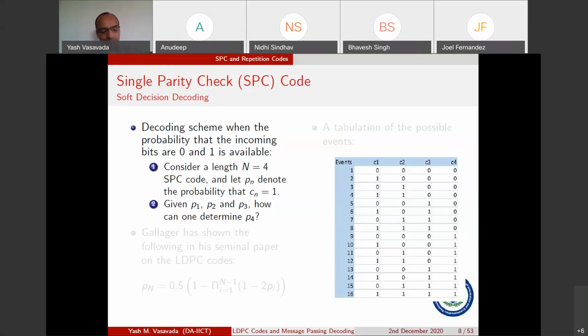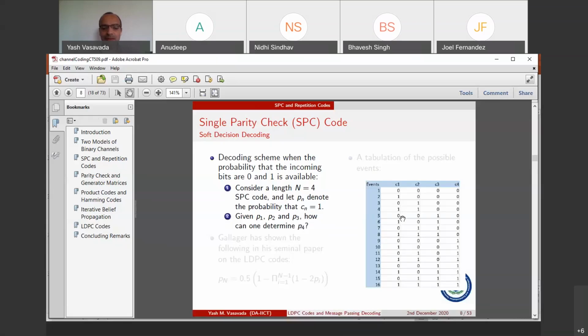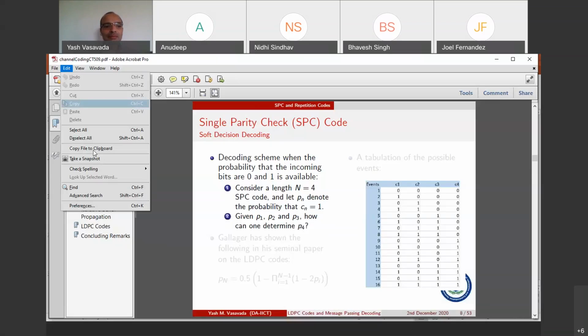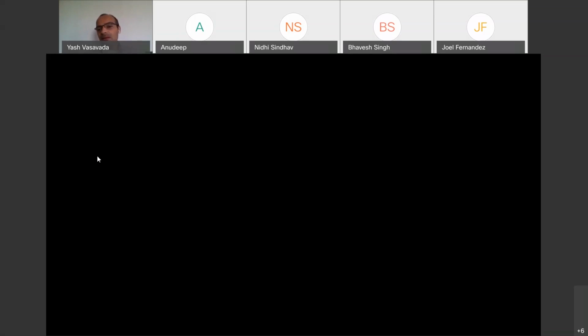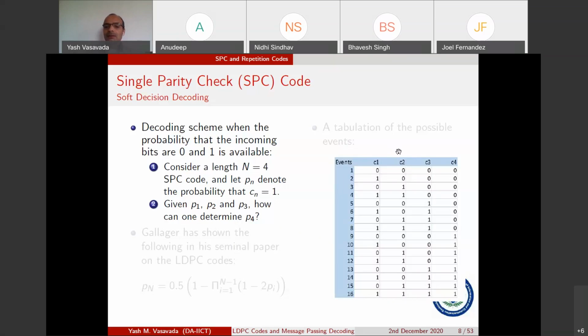Okay, I think I should have this table with me. Just bear with me. No, not really. Actually, I deleted the row table, but it's fine. So let us see how to do this.